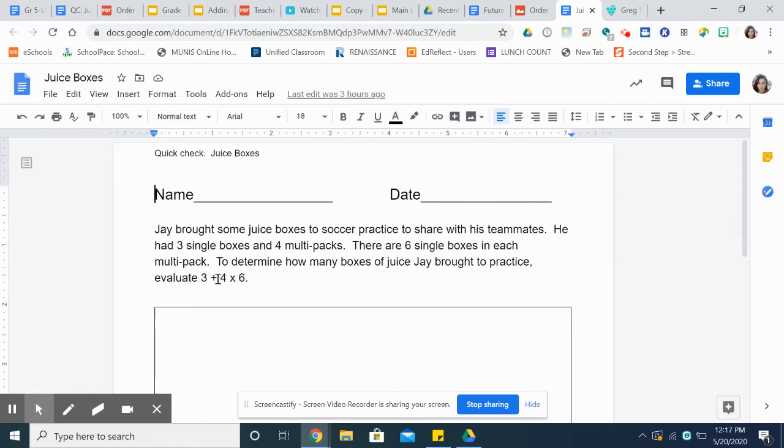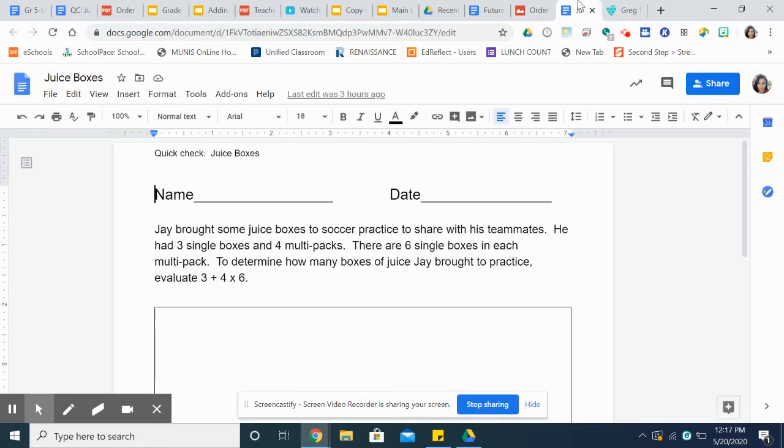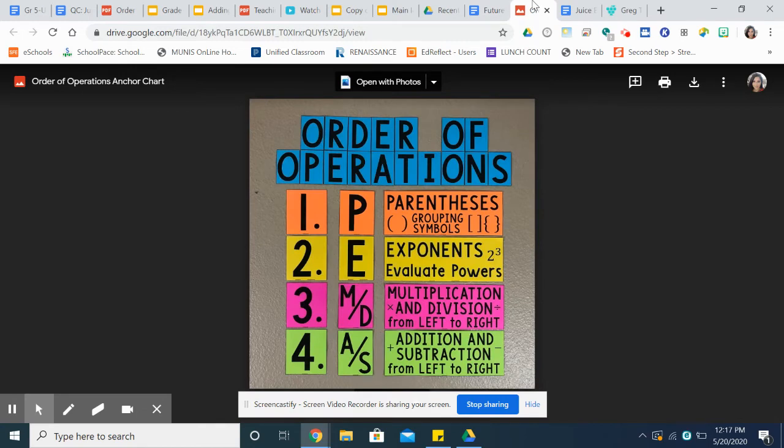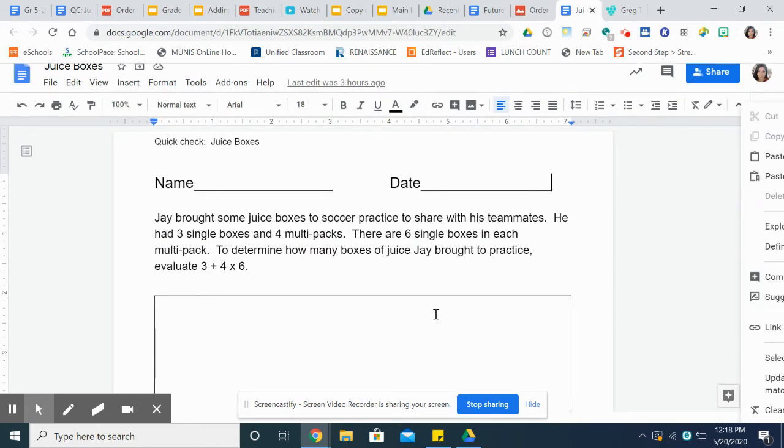So evaluate means to actually do out the problem. And they give you the expression 3 plus 4 times 6. However, you will not arrive at the correct answer if you don't follow the correct steps. That's why I want you to go back to this anchor chart and determine what needs to be done first. So I see multiplication here and I see addition, and it's going to be up to you to determine what you have to do first by using this anchor chart. Once you have figured that out, you can put your work in the box below. After you've done that, please share it with me.